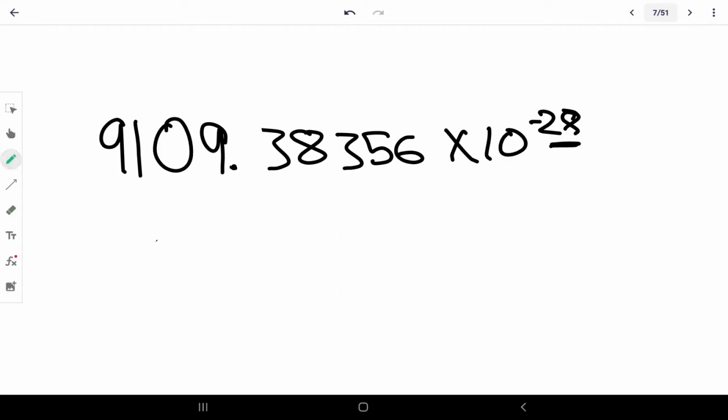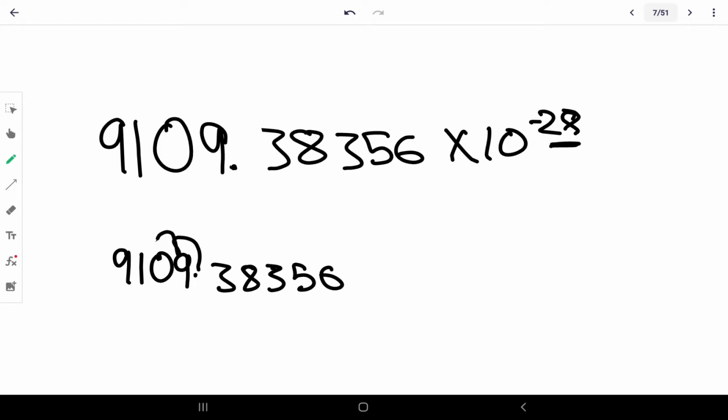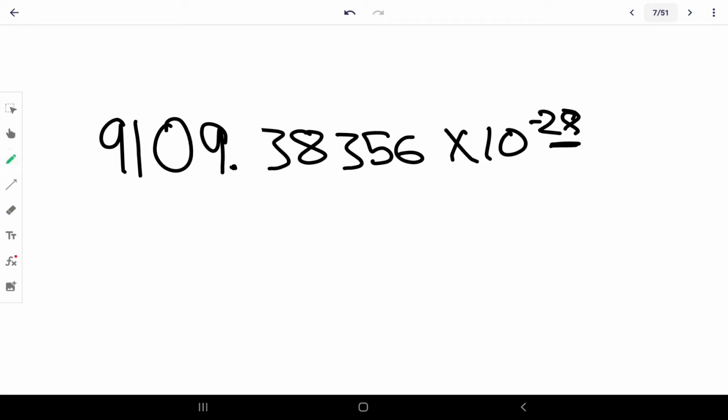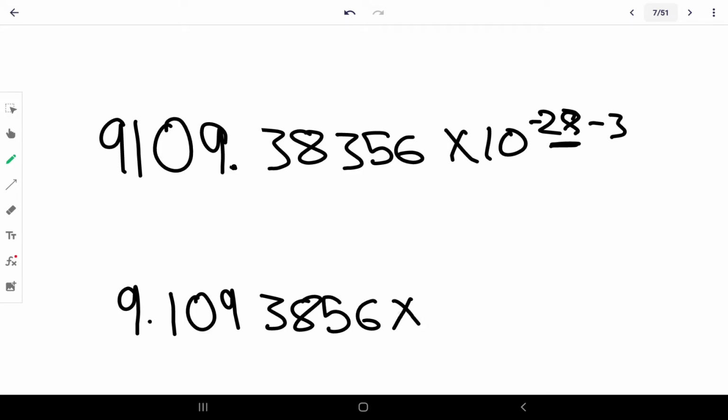Now let's take the same number and let me write it over here: 9109.3836. So it will be 1, 2, 3, so it's hopping 3 digits. So we have to subtract them from here: minus 28 minus 3. What would happen is it would be 9.109383 times 10 raised to minus 25 or so. So this would be our digits. This is how you calculate it.